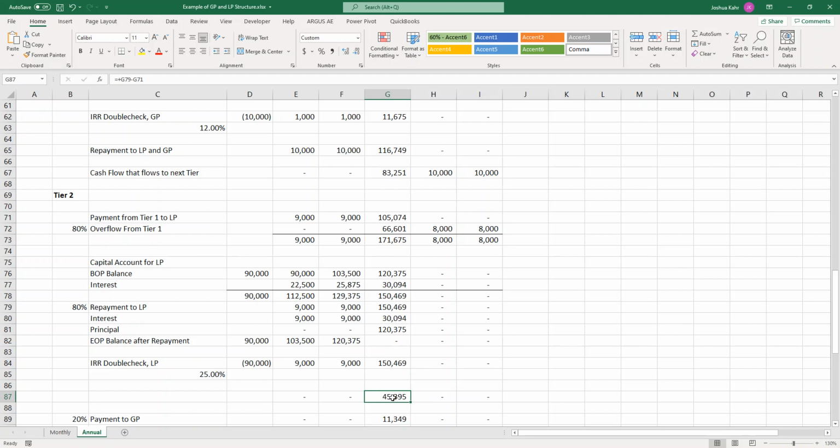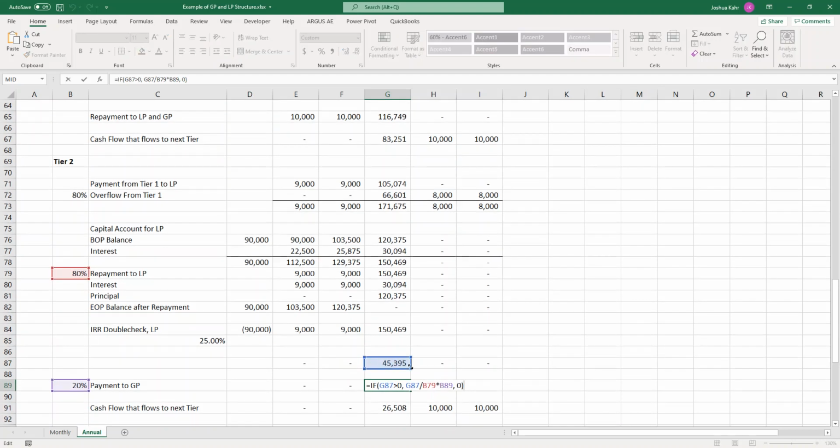So $45,000 is what we needed to give them to get them to tier two. Then what we're giving the general partner is, simply put, 20 cents every time we give out 80 cents. Or to put it another way, if we're giving the limited partner $45,000, G87, divided by 80%, B79, times 20% would basically tell us that every time we give them 80 pennies, we, the GP, get 20 pennies, right?